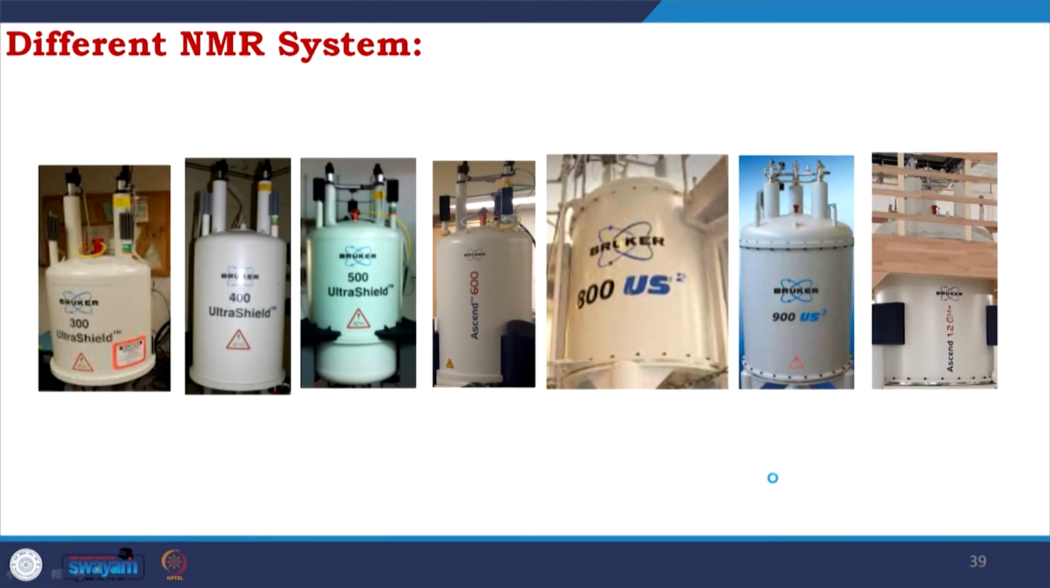This is a collection I have made to show you that there are different NMR systems depending on the magnetic power, which we have already talked about. All of them are Bruker systems, where you see 300, 400, 500, 600, 800, 900, and 1.2 gigahertz, which is the most powerful one up to now. There are in-between ones, but this is how a system looks like.